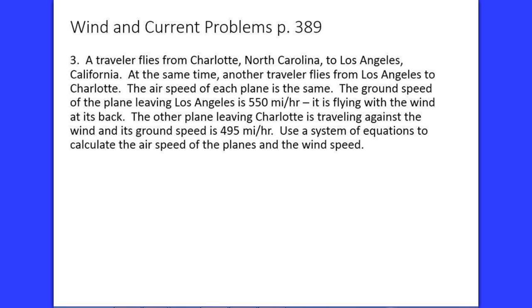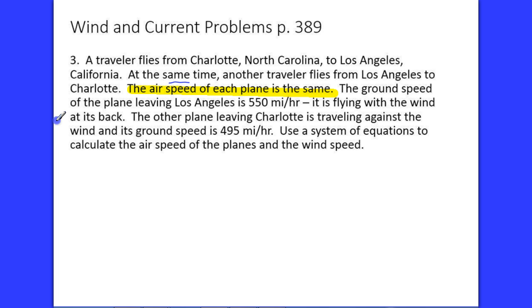This is a classic algebra problem, and let's take a look at how systems of equations would be used to solve this. So like we said, there's a traveler flying from Charlotte to Los Angeles, and at the same time, there's another traveler that flies from Los Angeles to Charlotte. Now, this is an important line, the next sentence here. The airspeed of each plane is the same. Okay, let me explain what that means.